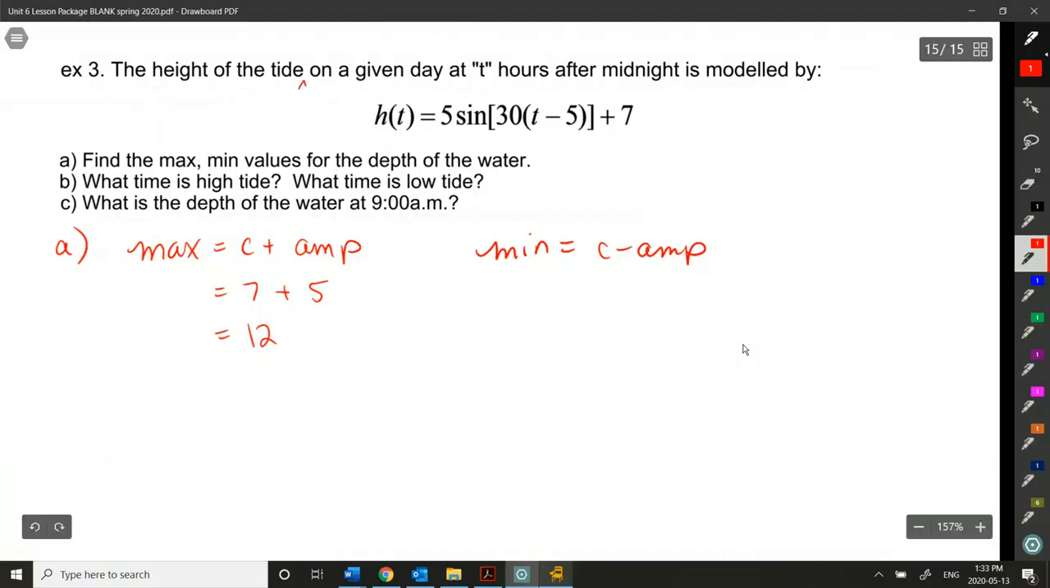probably should have said in meters. So this will be 12 meters. And for this one, we'll do 7 minus 5. So our minimum height will be 2 meters.